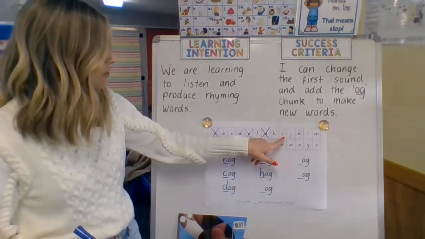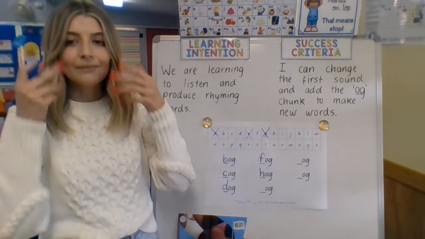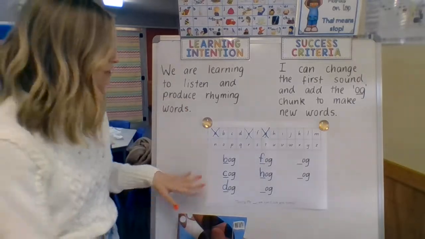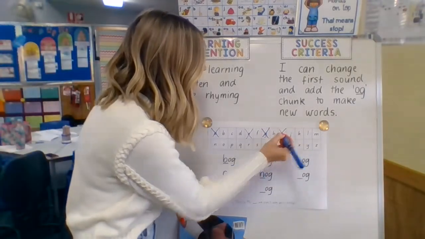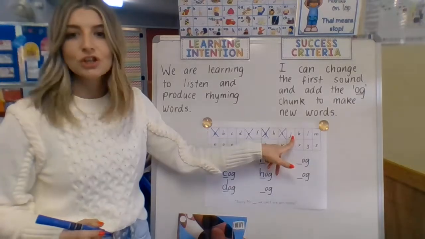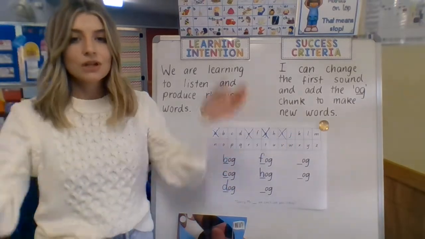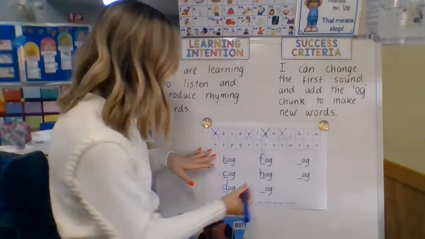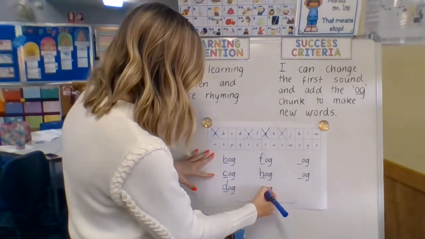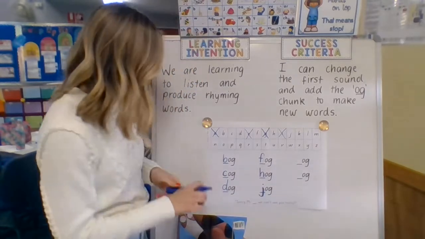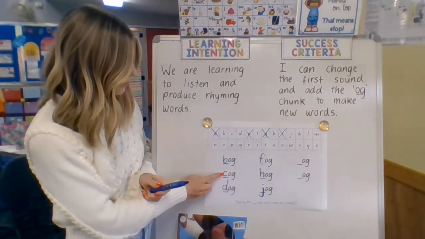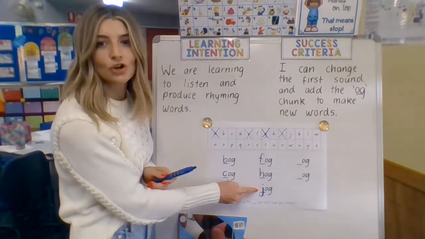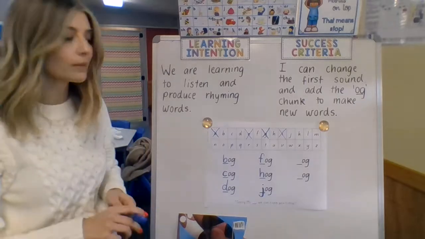Okay, let's go to I. I says I. I-og, I-og. Not a word. Sorry, Mr. I, we can't use you today. Okay, let's go to J. J makes the j sound. J-og, jog. Yes, that's a word. Let's put our J to make the word jog. Okay, what have we got so far? Bog, cog, dog, fog, hog, jog. Oh, I can hear they're all rhyming words.